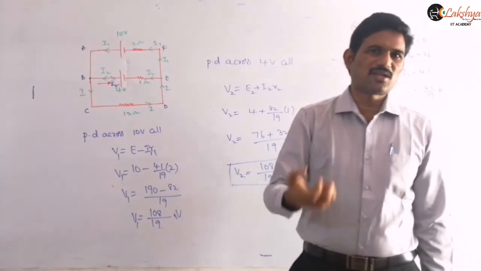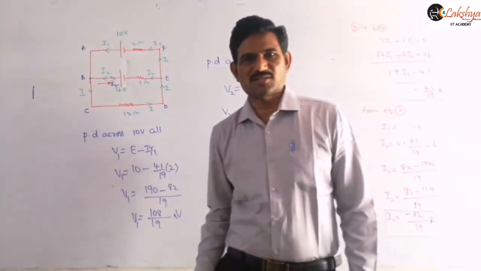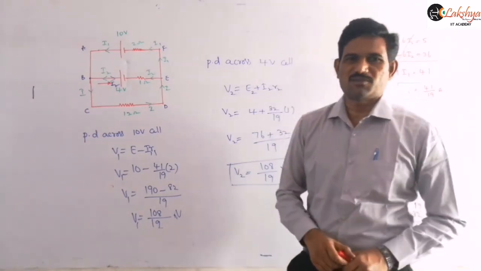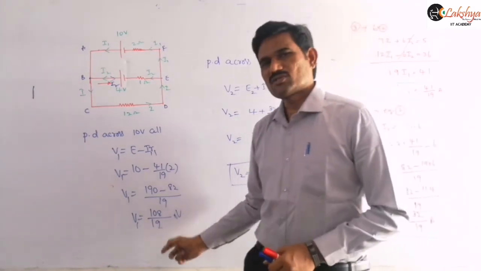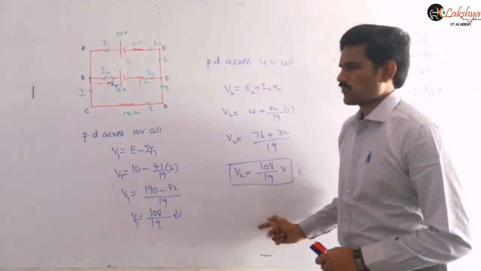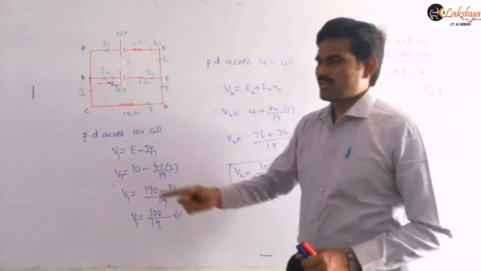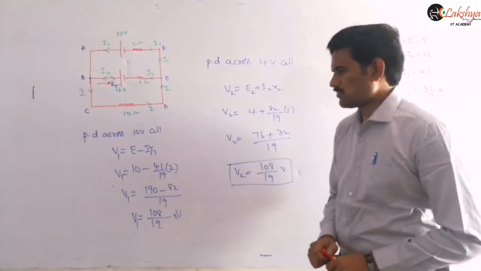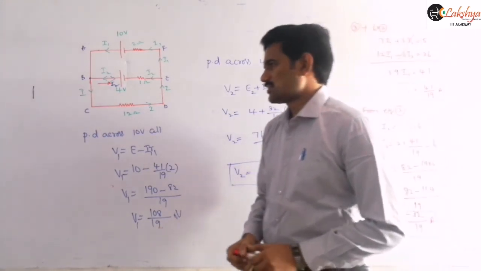Whether cells may be in parallel or resistors may be in parallel or capacitors may be in parallel, whenever the elements are in parallel, potential difference across them must be same. So potential difference across the first cell and potential difference across the second cell is same. You may calculate the potential difference across this resistance also. Definitely will get the same value. 108 by 19 volts only will get, right?